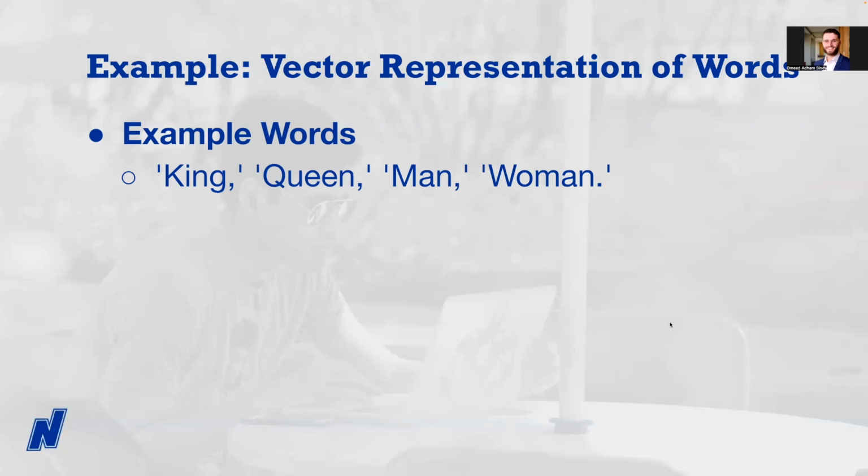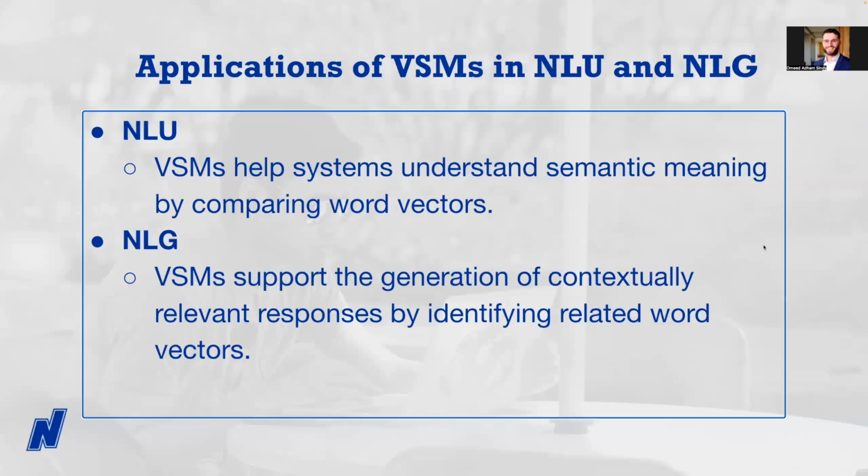In reality, these vectors exist in a much higher dimensional space, often hundreds of dimensions, but the core idea remains the same. Similar words are grouped together, allowing systems to recognize patterns of meaning even in more complex sentences.